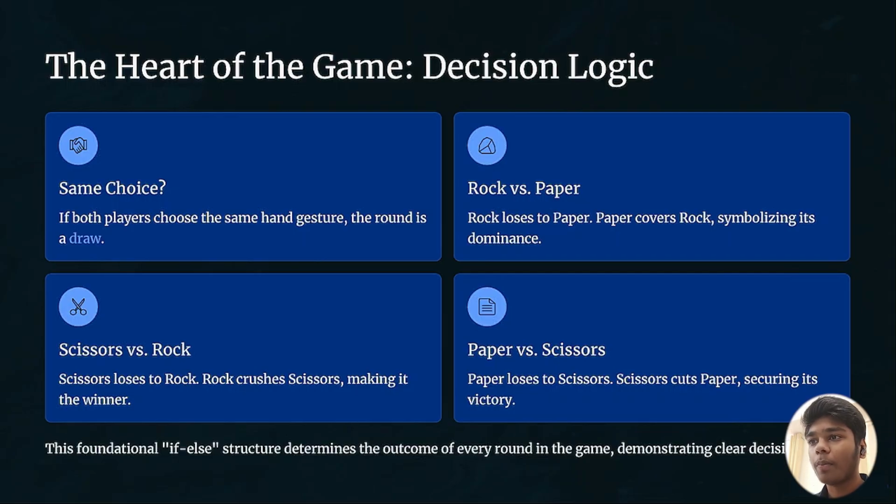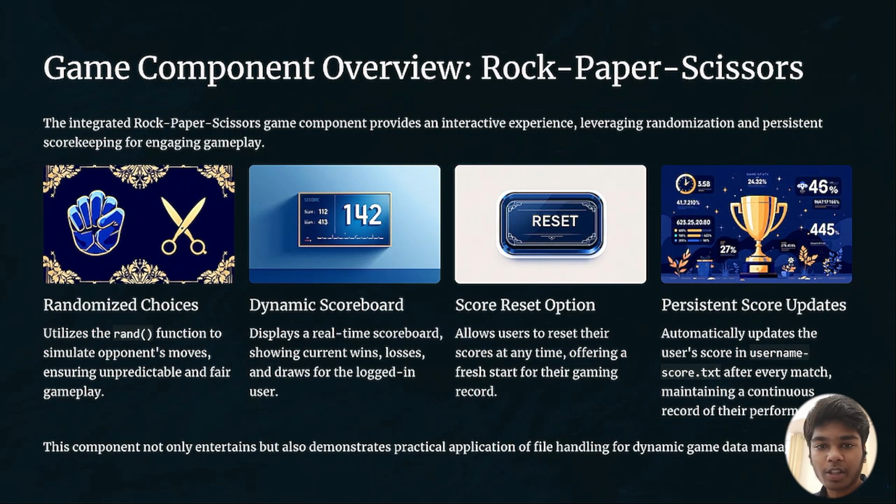Now our game components include randomized choice, so there is a proper random choosing order, so the computer won't give us the same win or lose. Next, dynamic scoreboard. There will be a scoreboard which will be displayed on the screen after each and every round. And then the score reset option. Whenever you start or run the program, you will have an option to reset your score.